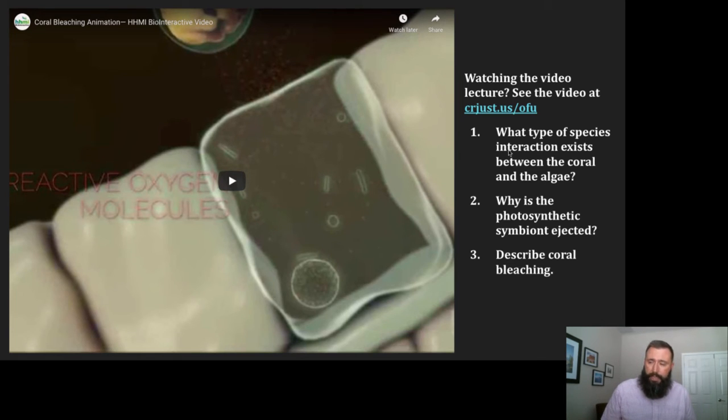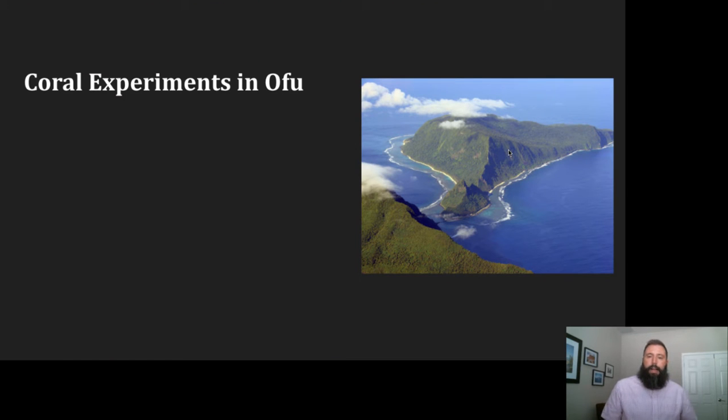Coral bleaching is this process where we remove the coral and the algae, living cells. All that will be left behind is the calcium carbonate coral. That's coral bleaching. So we can do experiments, coral experiments, and some experiments were done in Ofu. You see a picture of the island right here.